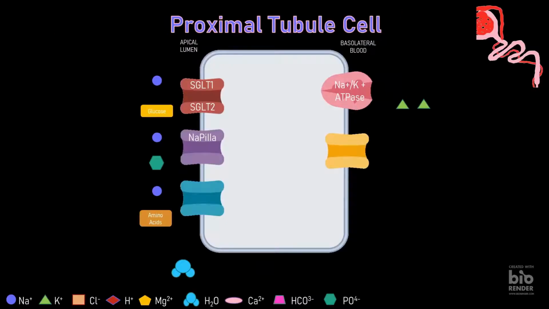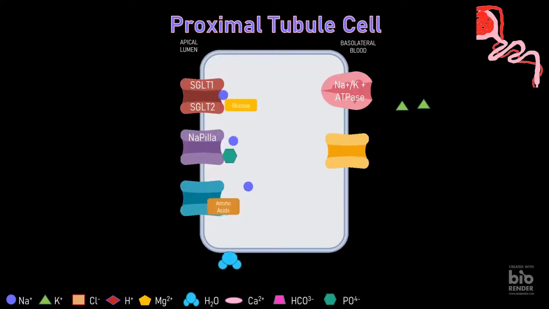Like most epithelial cells, it has a polarised structure, so the apical and basolateral membranes have a different set of ion channels to facilitate the reuptake of ions from the filtrate. On the left is the apical membrane, in contact with the lumen of the nephron. On the right is the basolateral membrane, in contact with the capillaries.